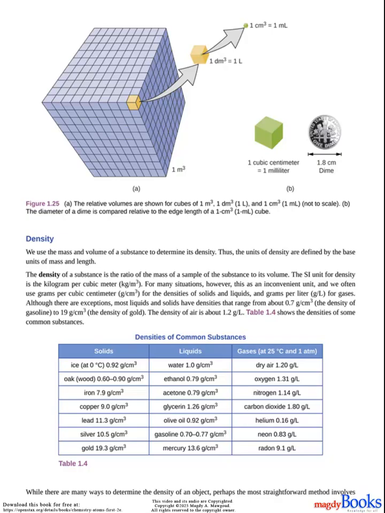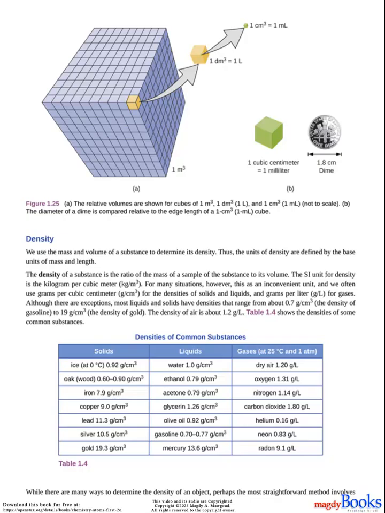Figure 1.25. A. The relative volumes are shown for cubes of 1 meter cubed, 1 decimeter cubed, 1 L, and 1 centimeter cubed, 1 milliliter, not to scale. B. The diameter of a dime is compared relative to the edge length of a 1 centimeter cubed, 1 milliliter, cube. B. Density. We use the mass and volume of a substance to determine its density.